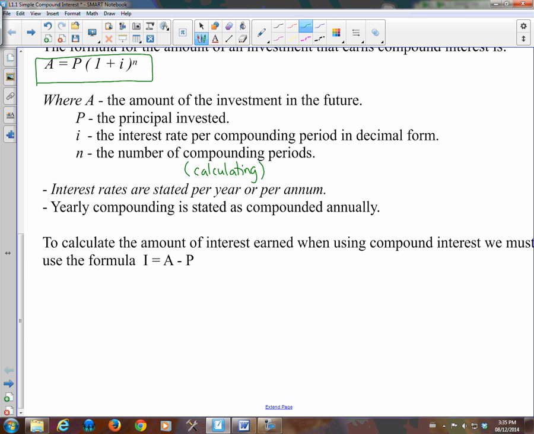So a couple of things to know about interest. Interest rates are stated per year or per annum. Per annum means per year. Yearly compounding is stated as compounded annually. That means they calculate interest once a year. So to figure out the amount of interest earned when using this formula, we would have to take the amount we calculate minus the principal we started, and that will give us the interest. Whereas with simple interest, you just calculate the interest.